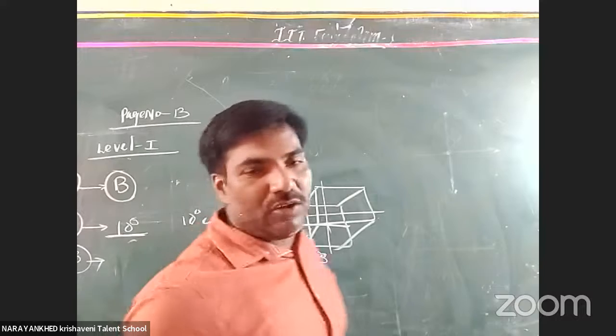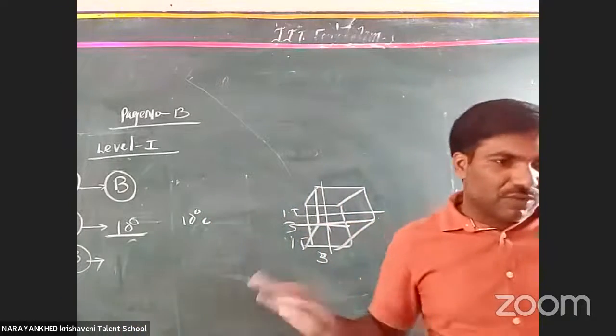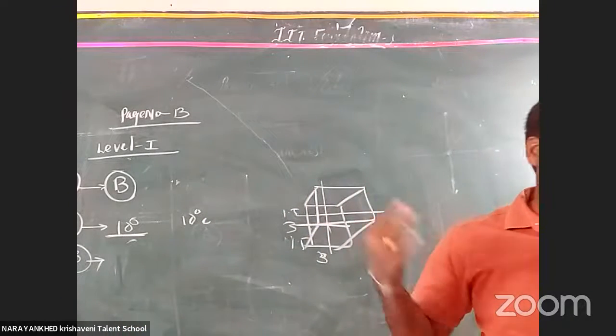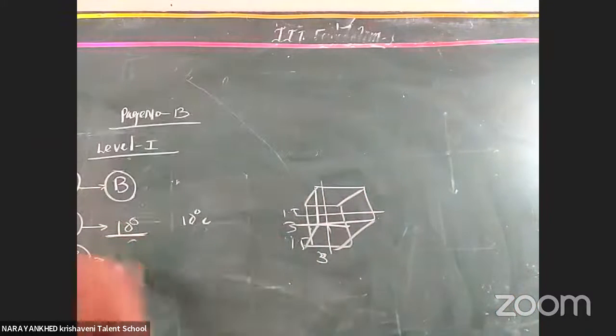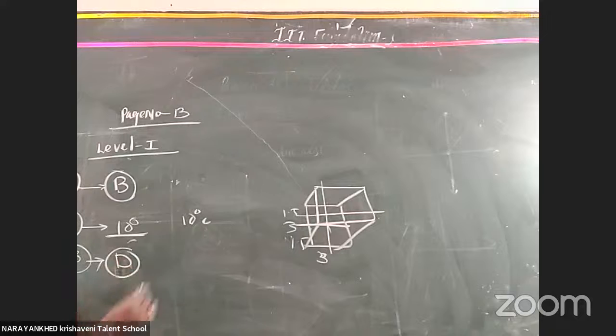That is why volume does not affect the rate of reaction. The remaining all affect the rate of reaction. That is why the answer is D. The third answer is D, and the second answer is also B only. Okay, and the next one is the fourth one.